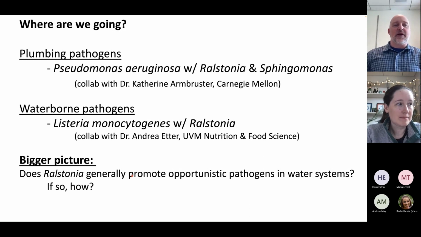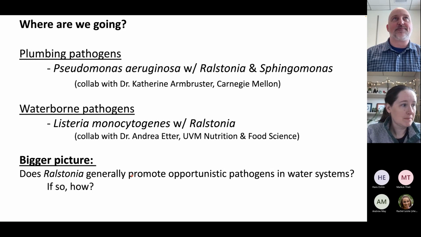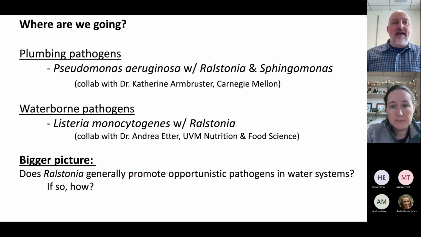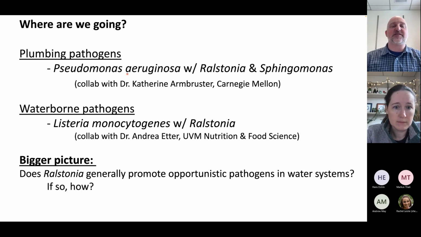And that's really the where are we going part of this question, which is, so what are we going to do with this information, and how does it impact us more broadly? And from the plumbing pathogen side, we are interested in how these two bacteria specifically suppress Pseudomonas aeruginosa in water systems. And Catherine Armbruster is finishing up her postdoc at Dartmouth, but she'll be starting her lab at Carnegie Mellon fairly soon. So she and I are going to be collaborating on this because she has a lot of experience through the CDC with their water system analysis, and we're going to look at that.